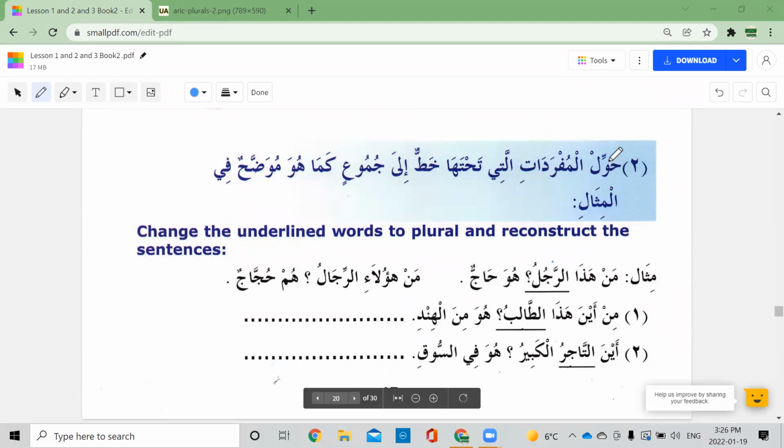حول المفردات التي تحتها خط إلى جموع كما هو موضح في المثال. And can you try to translate this without going word by word? Just try the question itself.